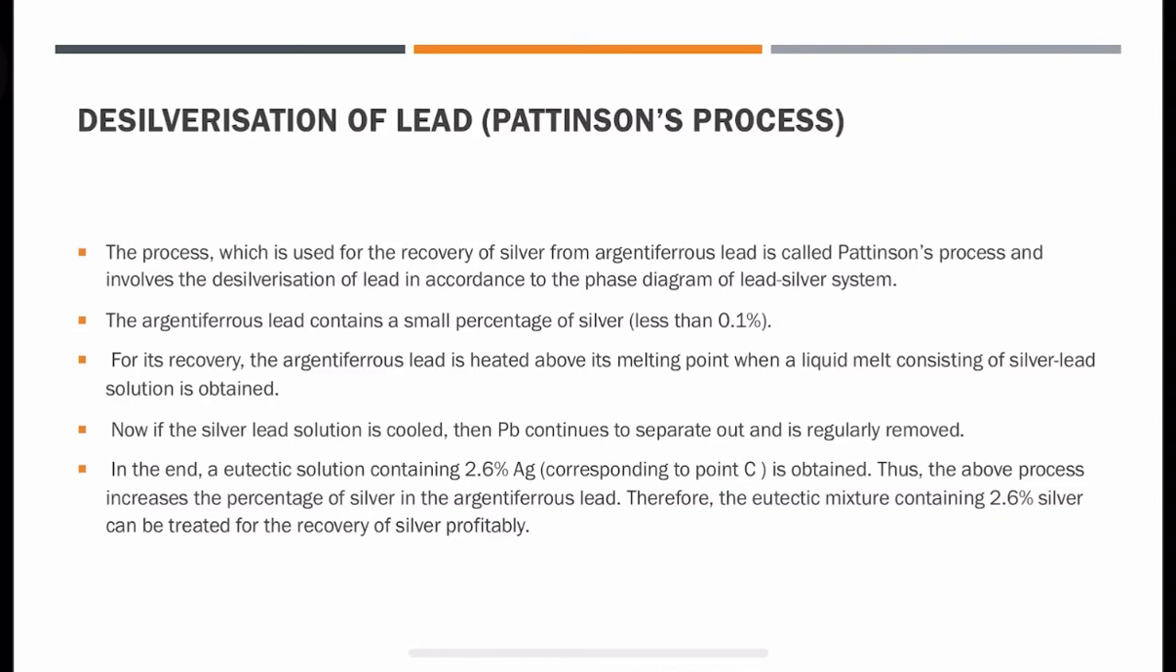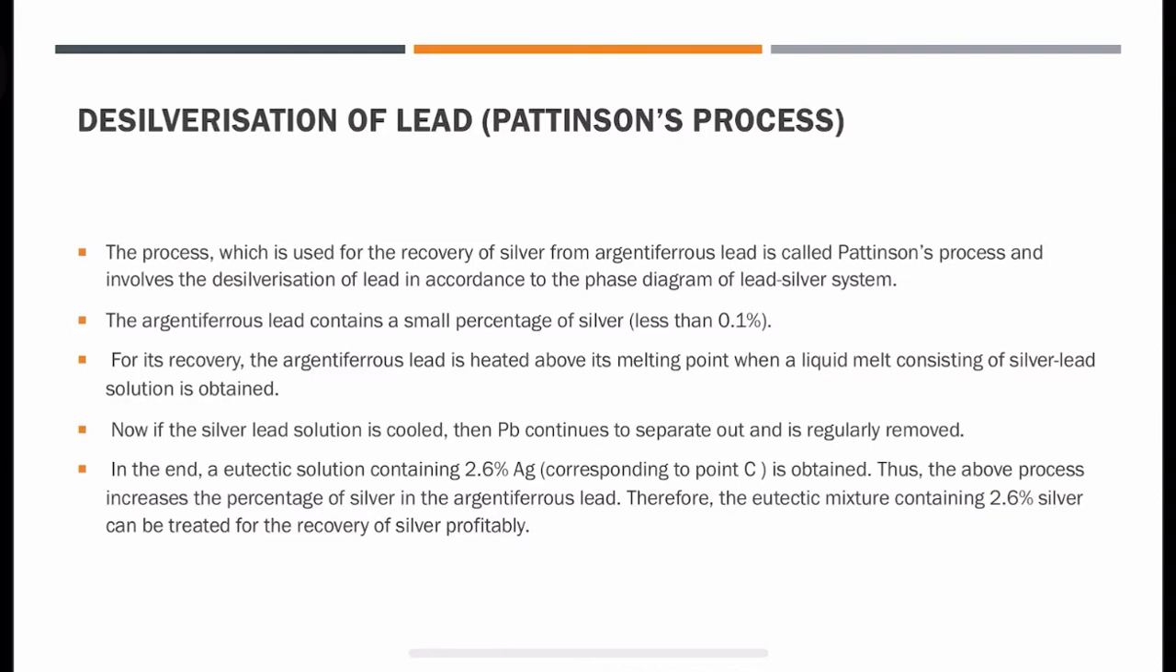Now first we heat the silver lead solution, right? Then it is cooled, and then Pb crystals separate out and are regularly removed. In the end, a eutectic solution containing 2.6% Ag is obtained. Thus the above process increases the percentage of silver in the argentiferous lead. Therefore the eutectic mixture containing 2.6% silver can be treated for the recovery of silver profitably, right?